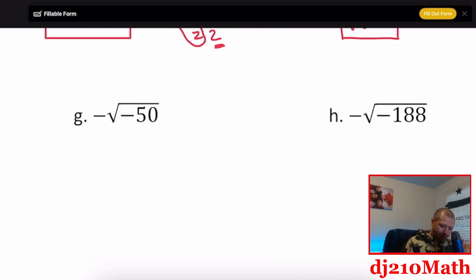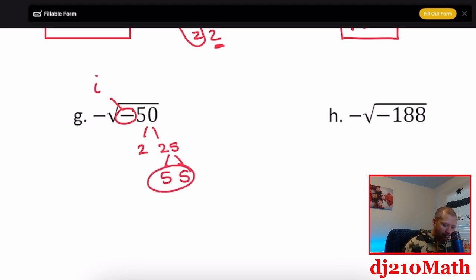All right, G. Negative is going to come out as an i. 50 is 2 and 25. 25 is 5 and 5. Pair of 5s. That is going to come out as a single 5. So outside, negative 5i, root, left over, 2.